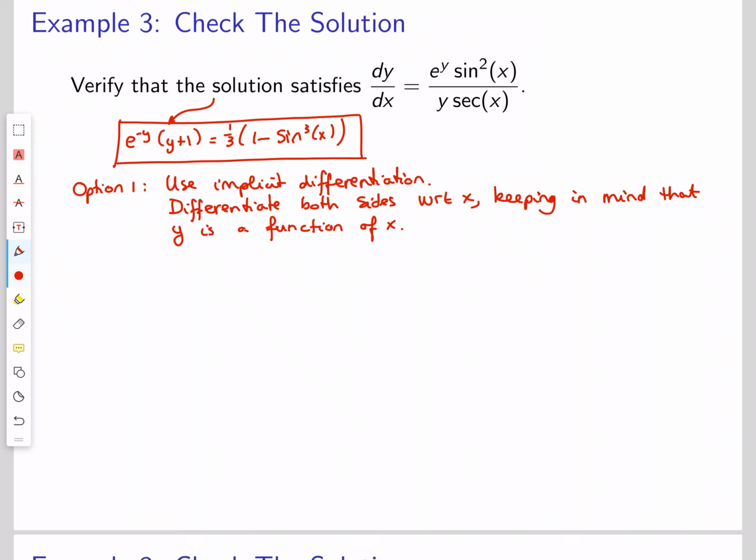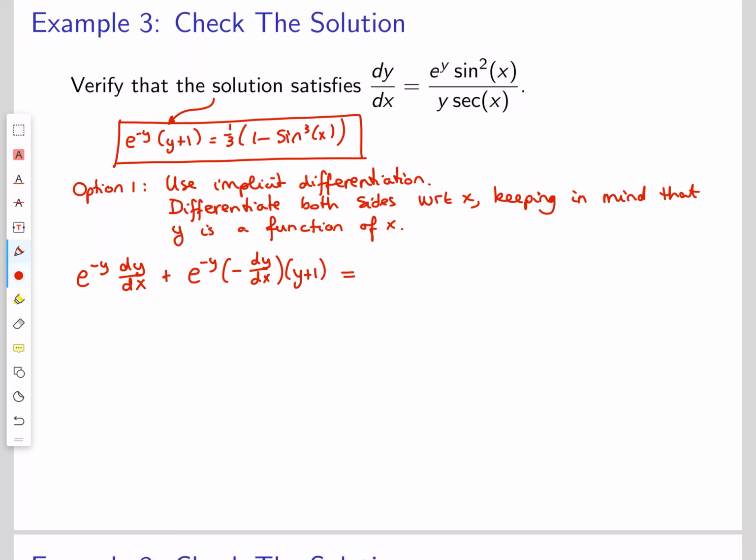When we do that, on the left-hand side, we have to use the product rule. So we'll get e to the minus y times the derivative of y plus 1, which is dy dx, keeping in mind that y is a function of x, plus the derivative of e to the minus y. That's e to the minus y times minus dy dx. And we leave the term y plus 1 untouched.